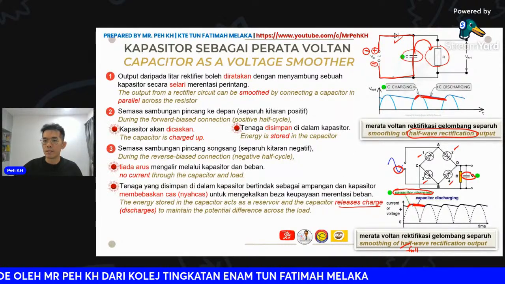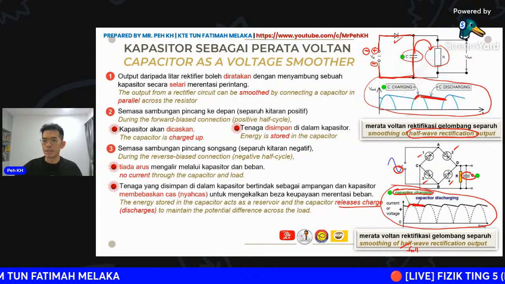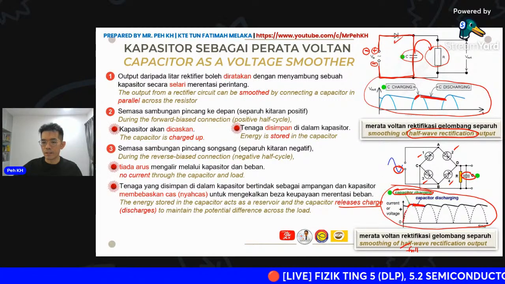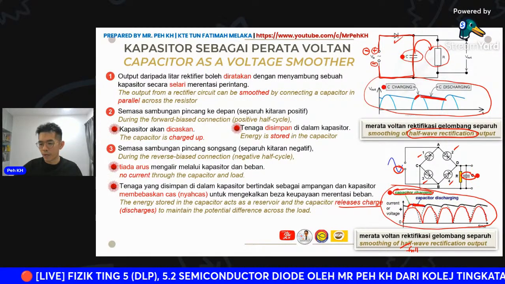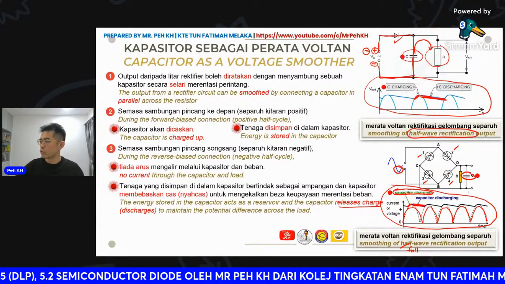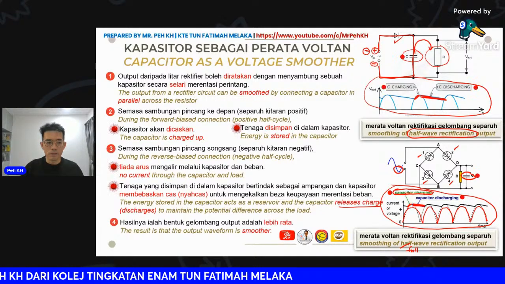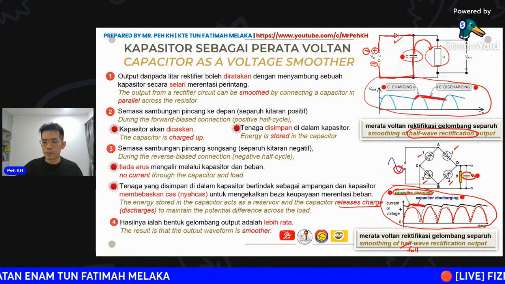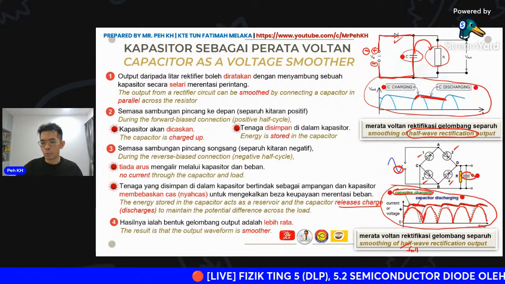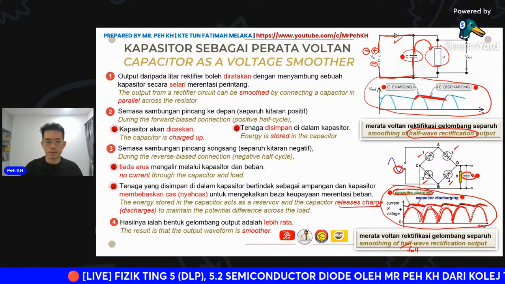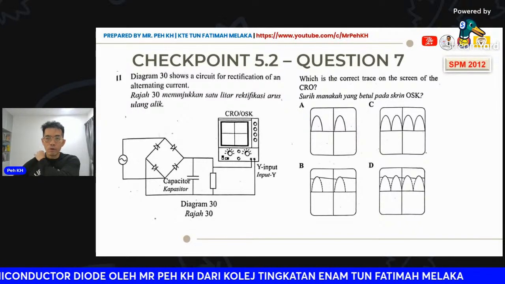So you can see here the graph when we have the capacitor. The dashed line wave is when we have 4 diodes but do not have any connection to a capacitor. So here the result is that the output becomes smoother. You can see it becomes smoother already compared to without the capacitor. Okay, so now we have actually finished all the discussion for learning standard 2.